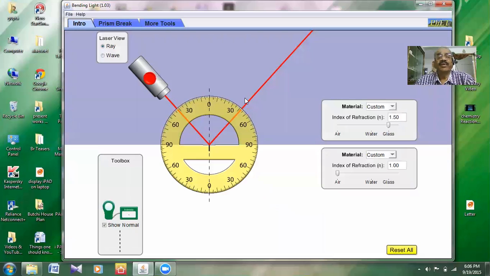Now this is one of the best simulations that can be offered to the teacher as well as the students. Thank you.